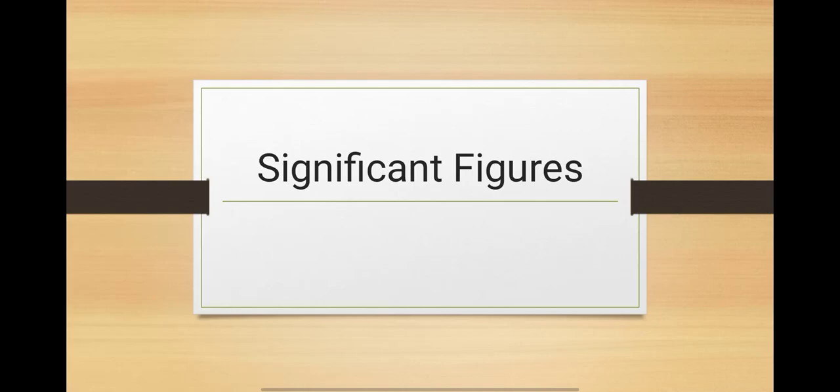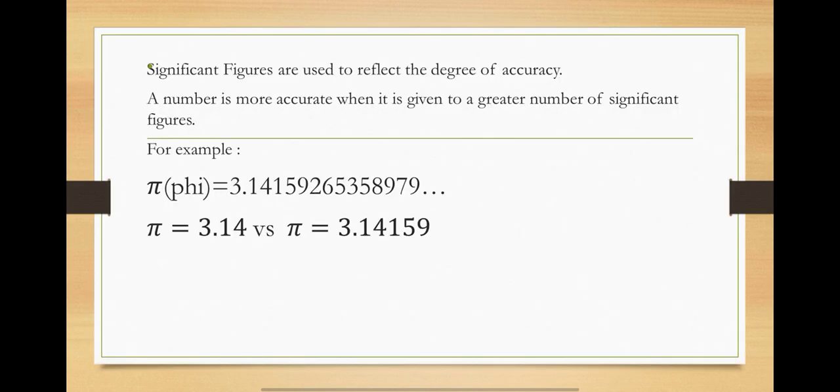Okay, this is the continuation of the chapter on approximation. This is just another topic which is still related to approximation: significant figures, or we usually shorten it to SF. It says here that it is used to reflect the degree of accuracy. So a number is more accurate when it is given to a greater number of significant figures.